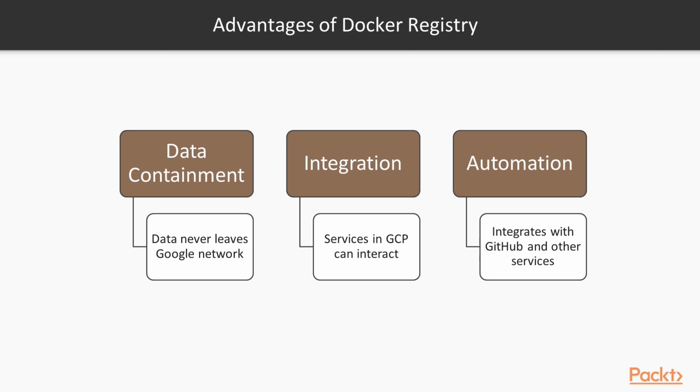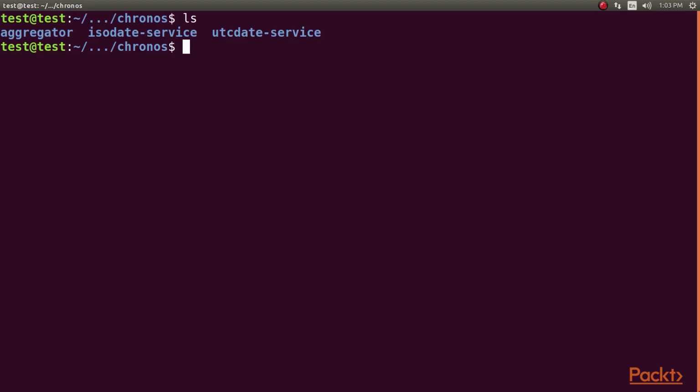The first reason is data containment. The data never leaves the Google network. The next reason is integration. Services in GCP can interact with implicit authentication. The next one is automation. This integrates with GitHub and other services so that we can build our images automatically, creating a pipeline of continuous delivery of images. Before setting up a continuous delivery pipeline with Git, we're going to push the images manually in order to understand how it works.